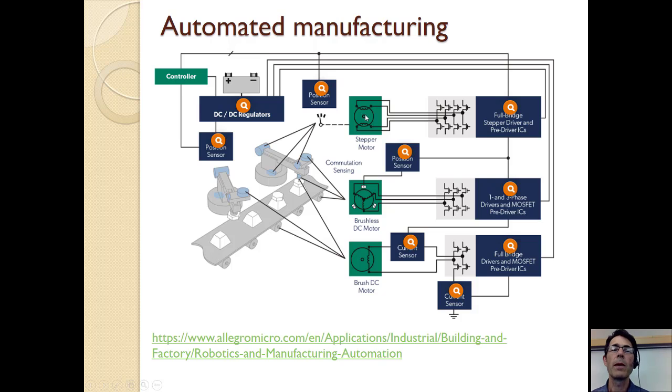Stepper motors, which are designed to move in discrete steps. Brushless motors, which have 3 coils, 3 phases, and are designed for rotational motion in either direction at any speed. And then a regular brushed DC motor. The DC motor is the simplest one to control. You just have 2 wires. You run current one direction, it rotates one way. You run current the other direction, it rotates the other way.